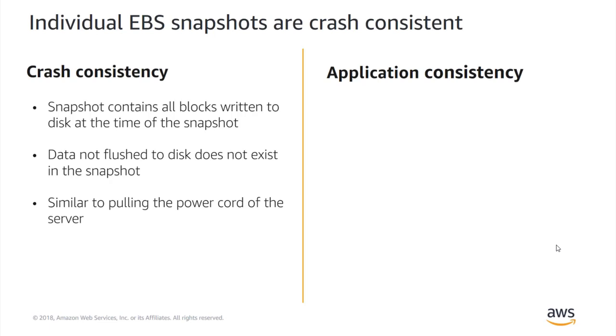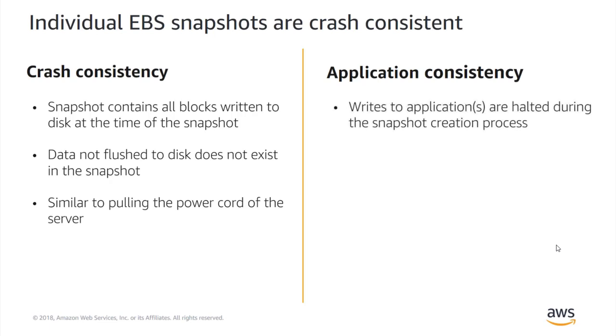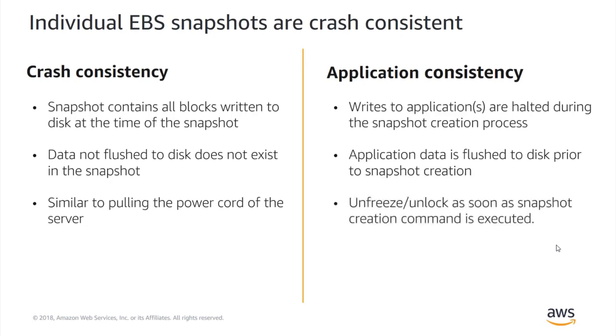Application consistent snapshots are a step beyond crash consistent snapshots, and they provide an extra guarantee of the contents on disk at the time the snapshot is taken. Achieving this added guarantee requires additional steps at the application or operating system level. To take an application consistent snapshot, the application must first halt all writes, flushing any outstanding application data to disk before issuing the snapshot create command. As soon as the snapshot create command returns successfully, the application can be unlocked and I/O can resume normally.